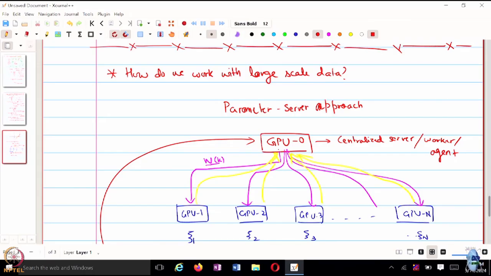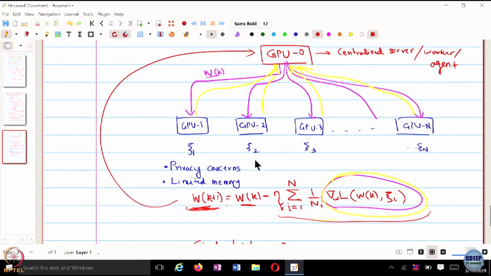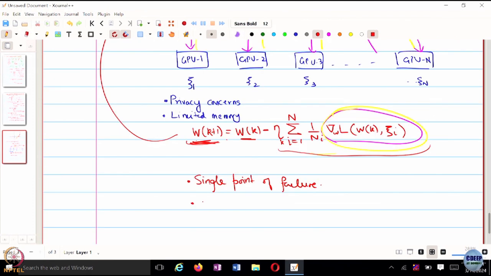And what is the communication bandwidth requirement on the centralized server? If there are n servers, this is n times d, right? So the communication bandwidth requirement scales with the number of agents or number of workers, right? Communication scales with the number of servers.